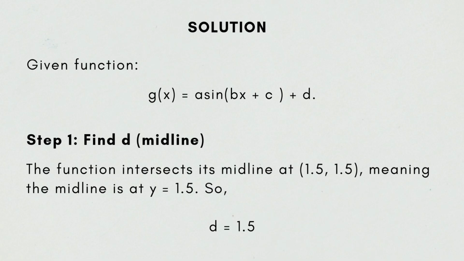Solution. Given function g of x equals a into sine of bx plus c, plus d. Step 1. Find d, midline. The function intersects its midline at (1.5, 1.5), meaning the midline is at y equals 1.5. So, d equals 1.5.